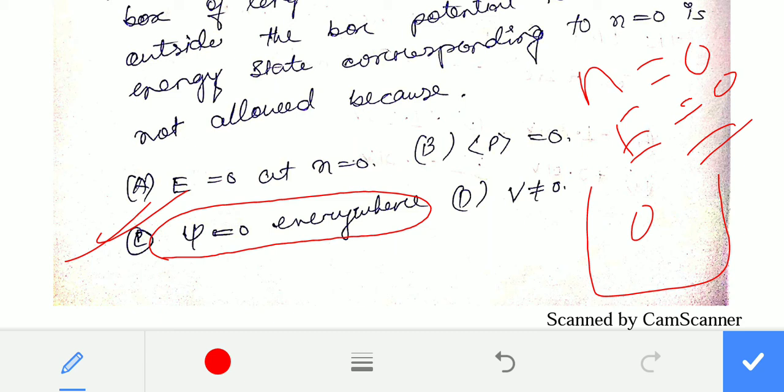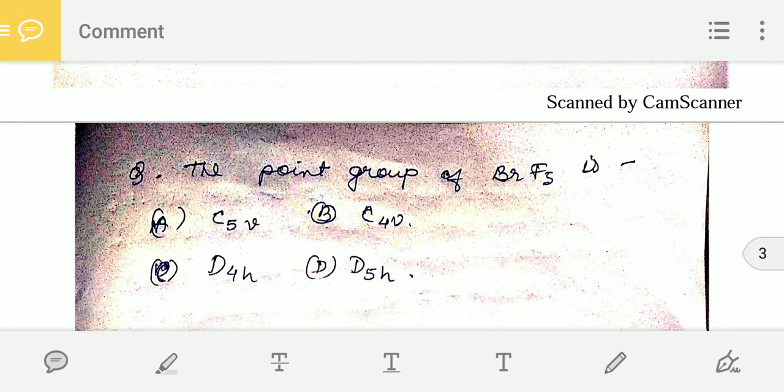So for n equal to 0, the reason why it is not allowed is that its psi value will be 0 everywhere. So for this question, option C is the right option.